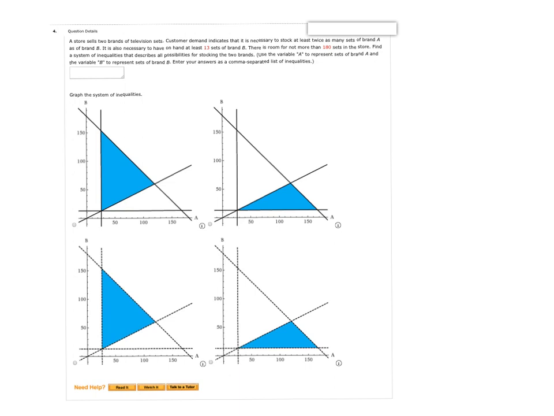And then it says there's room for no more than 180 total sets on the floor. So that sounds like the sum of both A and B has to be less than or equal to 180 because they can't hold any more than that.